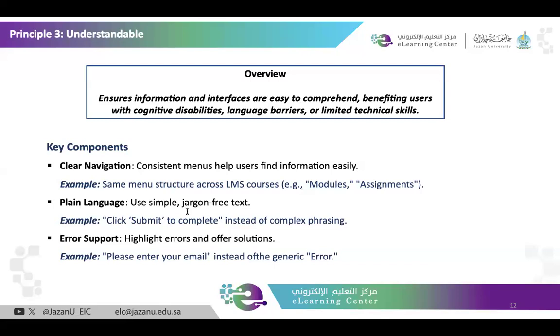The key component of an understandable interface is clear and consistent navigation. Navigation menus and interface layout should be intuitive and consistent across pages or sections. This predictability helps users locate information and interact with the content effectively. For example, our learning management system should have the same menu structure for every course, with clearly labeled sections like modules, assessments, and grades, so it provides a clear navigation path.